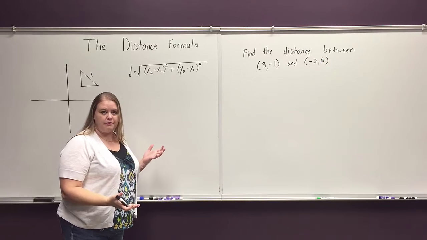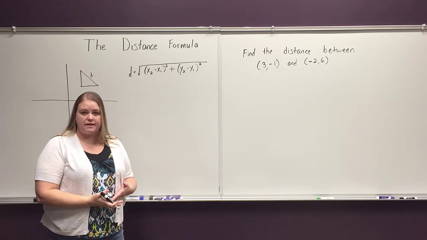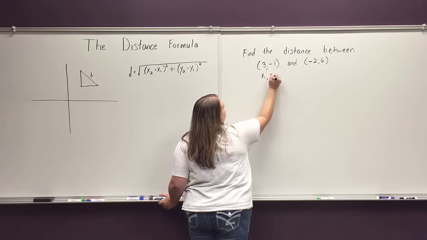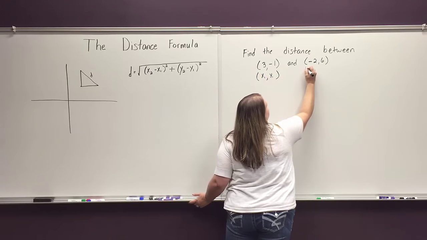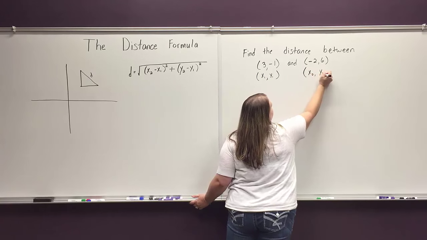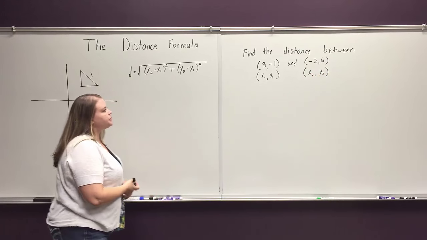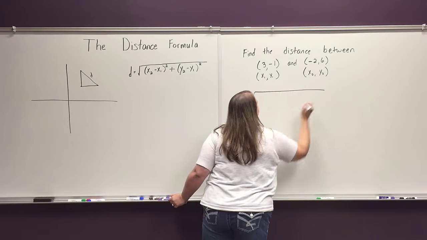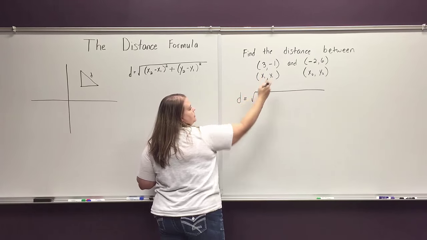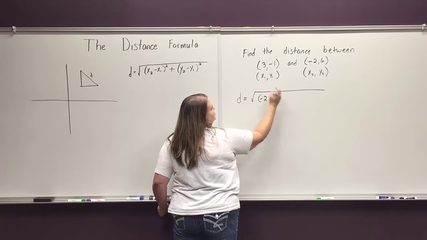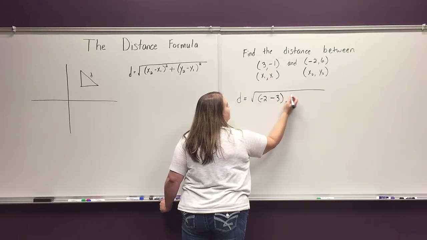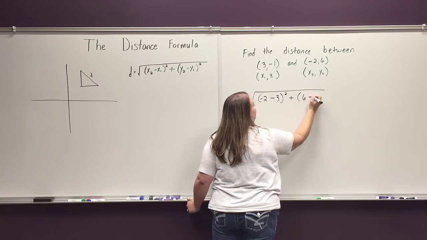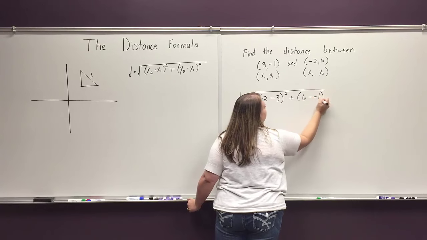So I have 2 points in the coordinate plane. I know I can use the distance formula to find the distance between them. So one of these points I'm going to call x1, y1, and the other one I'm going to call x2, y2. And it doesn't matter which. And so now I just need to plug them into my formula. The square root of, we take our x2, which is -2, and we subtract our x1, which is 3, squared, plus y2, which is 6, minus y1, which is -1, squared.